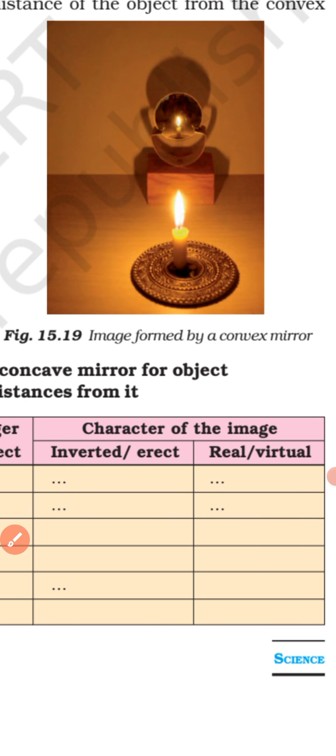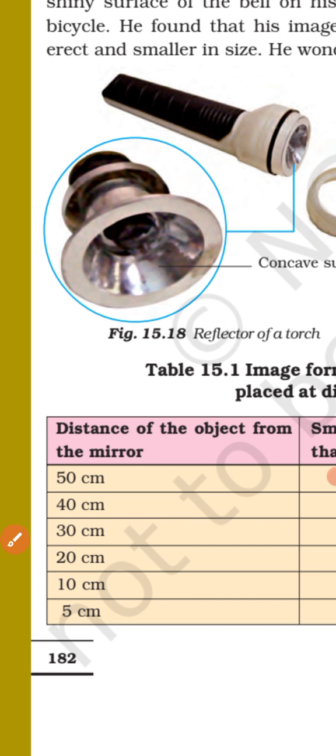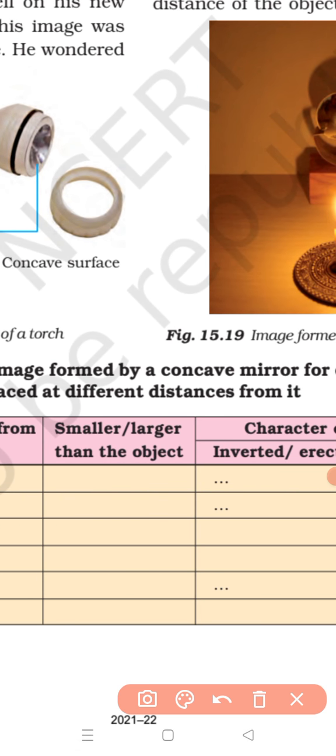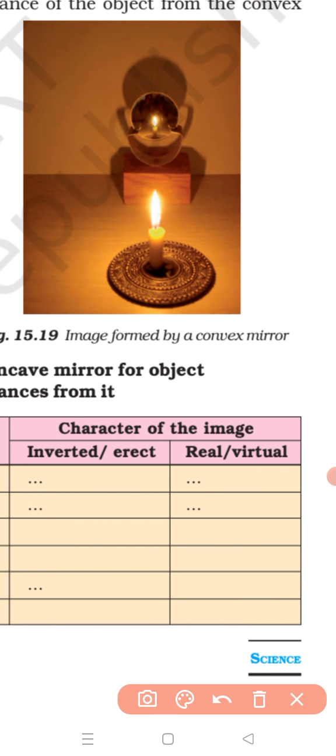Okay. And for the last one, when the object is brought at a distance of 5 centimeter near to the mirror, very close this time again. So what will be the size of the image? Again it will be enlarged. Okay. Character of the image, again it will be erect.